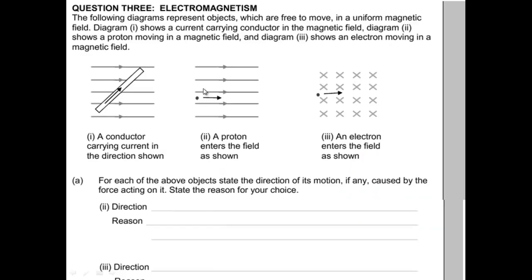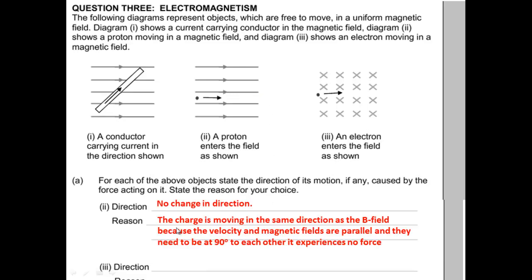So our fingers are going to the right, and our thumb is also going to the right, because they're both parallel to each other, and they always need to be at 90 degrees. The magnetic field, the velocity, and the force all need to be at right angles to each other, and because they're parallel, there isn't actually going to be a force, so there's going to be no change in direction. The charge is moving in the same direction as the magnetic field. Because the velocity and magnetic field are parallel, it experiences no force. So a little bit of a trick question for 2.